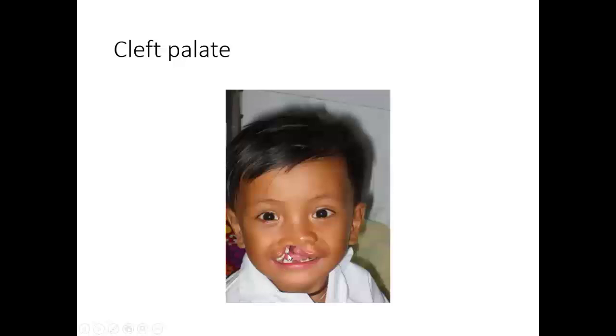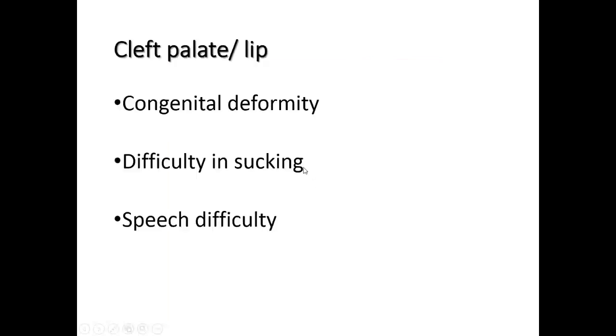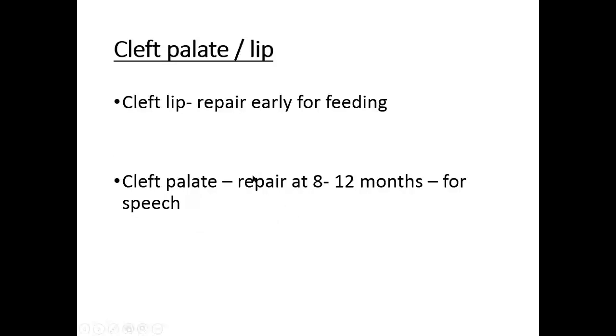This is a child with a cleft palate, a congenital problem. And when you look into the mouth, you see a big cleft in the hard palate and soft palate, and you can see the nasal cavity through this. And this is the nasal septum. These are the turbinates on either side. So the problem with cleft lip and palate will be the difficulty in sucking and the speech problem. So the cleft lip has to be repaired early for feeding, and for speech development should be repaired at least by 12 months of age.